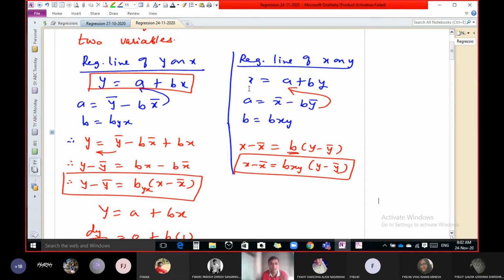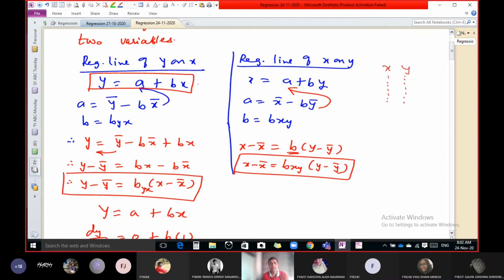Okay. Now, the question is how to find the values of a and b. For that, we require some information, either current or past information. So let us assume we have some information for x and y. X we can say is height, y we can say is weight. So let us say there are 10 people, and we have the data of their heights and weights. Using this data we are able to find the values of a and b.